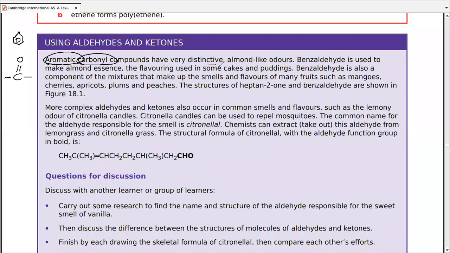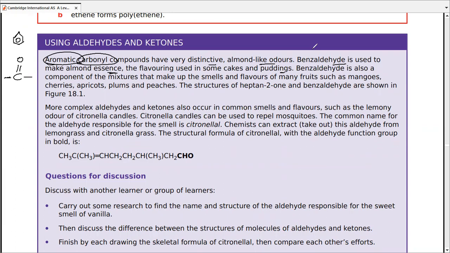Now, that has very distinctive odors. Benzaldehyde is used to make almond essence, the flavoring used in some cakes and puddings. Benzaldehyde is also a component of mixtures that make up the smells and flavors of many fruits. It includes mangoes, cherries, apricots, the list goes on. So, benzaldehyde and the structure of heptan-2-one is also shown over here. So, let's take a look at it.